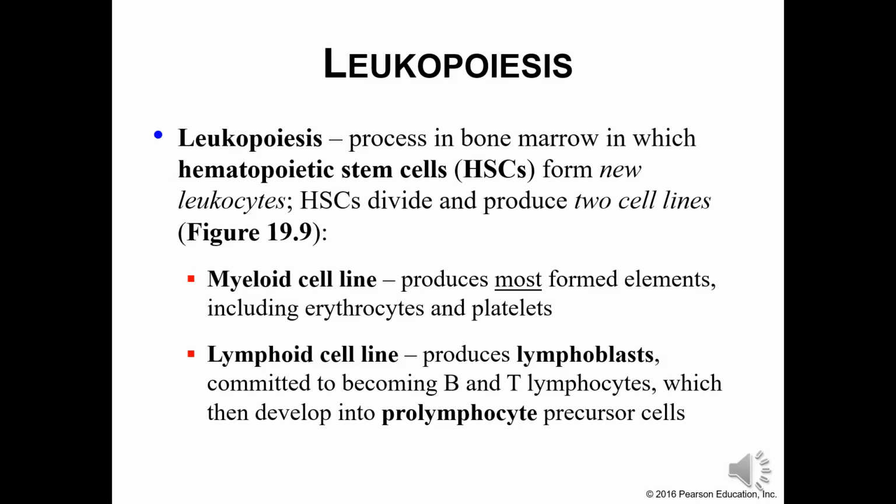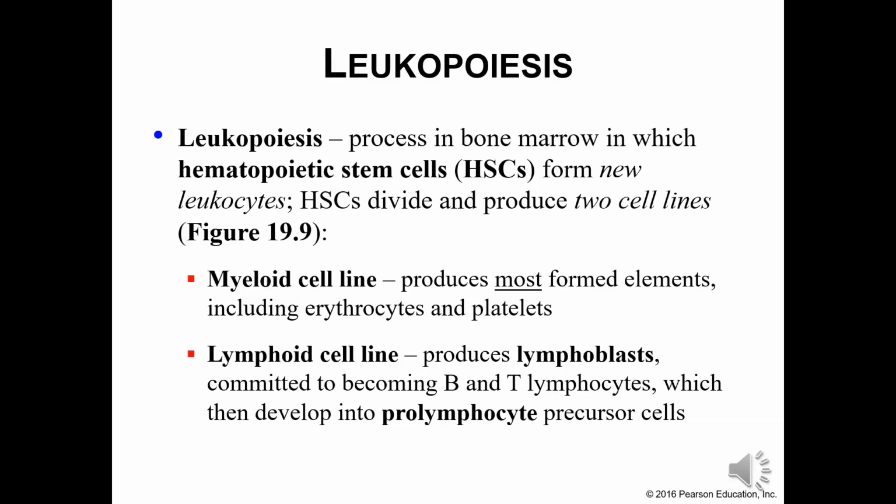Now, we said erythropoiesis is basically the production of red blood cells in the red bone marrow. Now we'll look at leukopoiesis, the production of white blood cells in the red bone marrow. So leukopoiesis is a specific process in the bone marrow in which the same hematopoietic stem cells that produce the erythroblasts, in this case, are going to form new leukocytes.